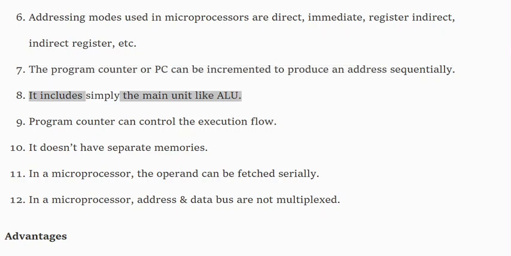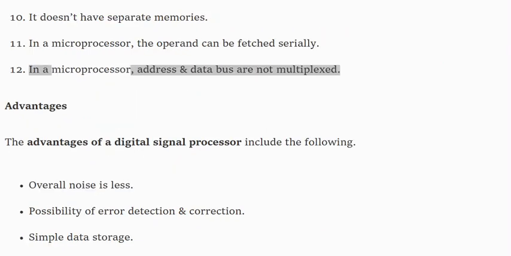It includes simply the main unit like ALU. Program counter can control the execution flow. It doesn't have separate memories. In a microprocessor, the operand can be fetched serially. In a microprocessor, address and data bus are not multiplexed.